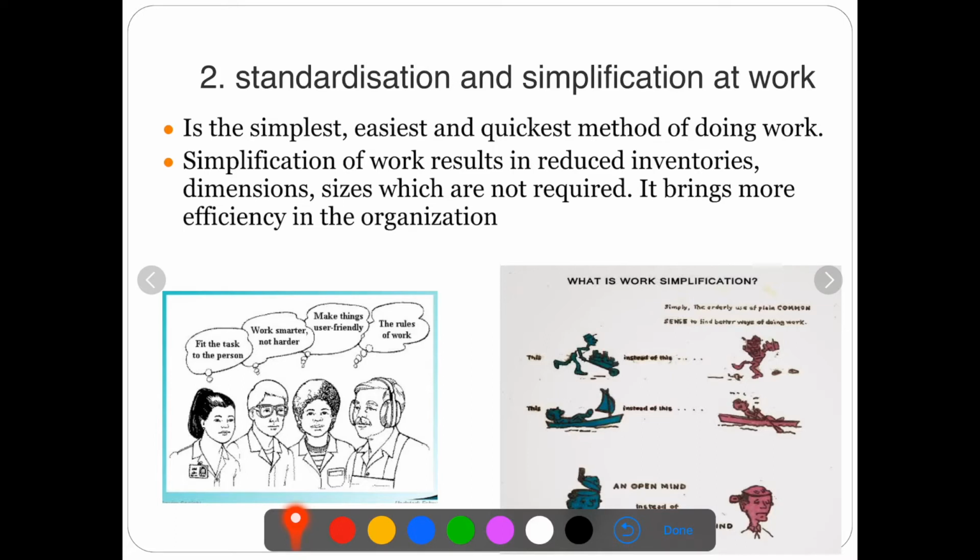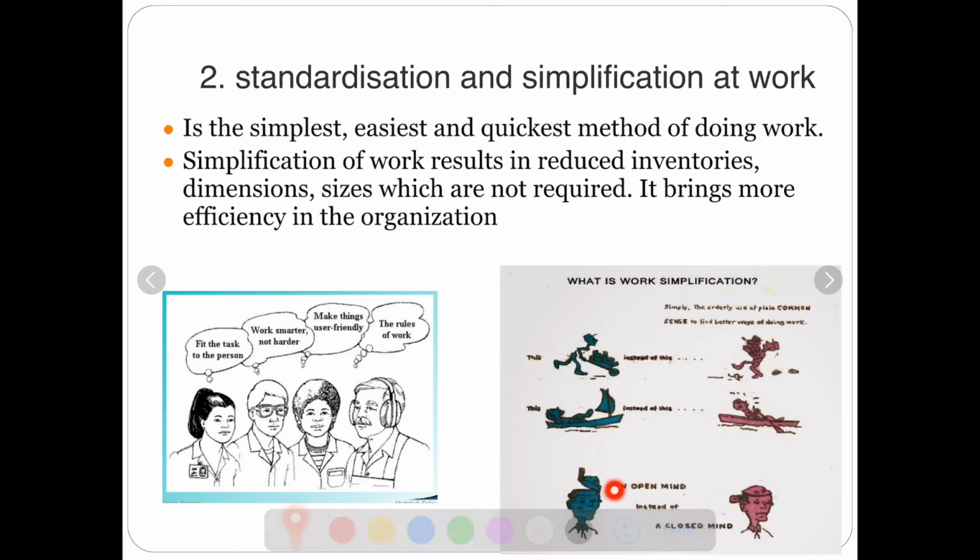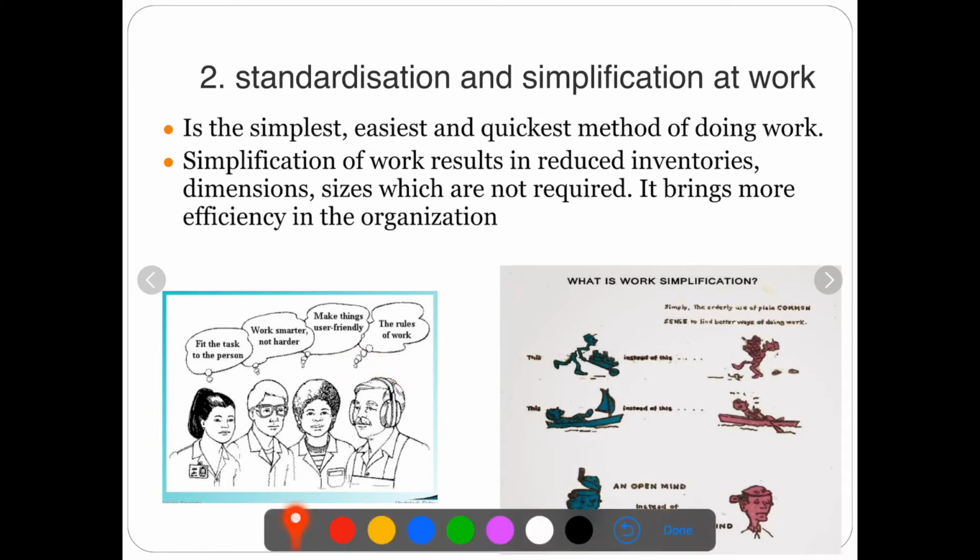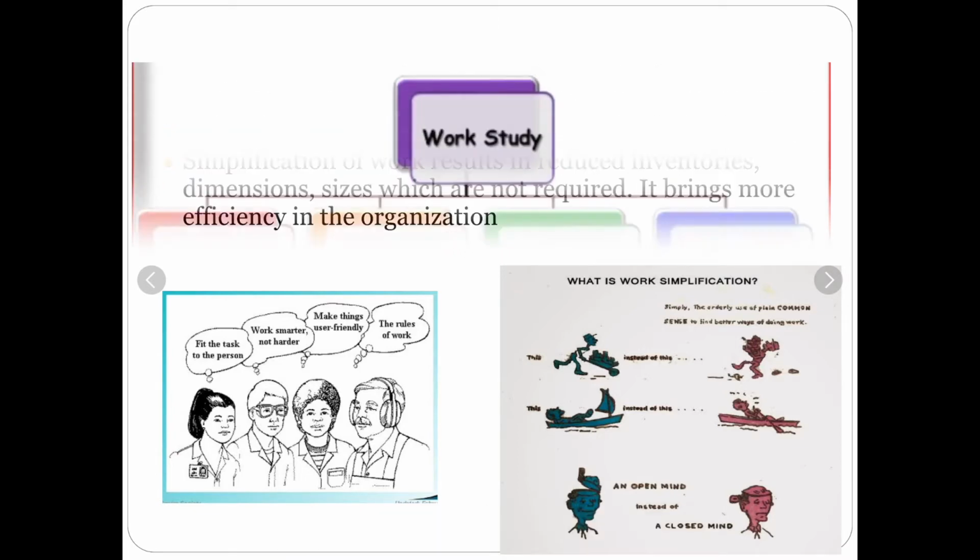If you observe the picture, instead of carrying the whole load, you're using a cart. Instead of rowing, you're just sailing. Instead of being a close minded person, you're going to be an open minded person. So, simplification speaks about fitting the task to the person. Instead of working hard, you're going to be a smart person at work, making things user friendly and setting rules for work. So, all this will bring more efficiency in the organization.